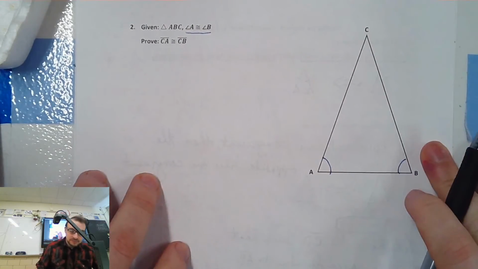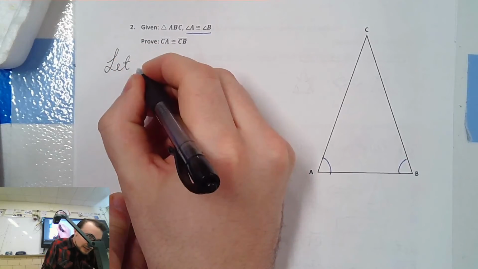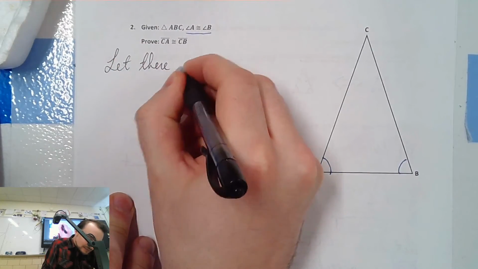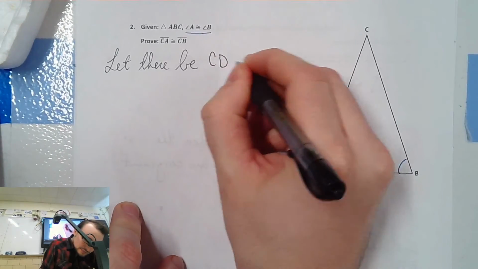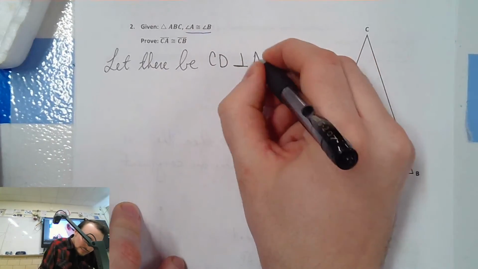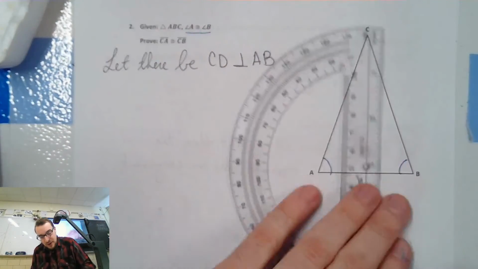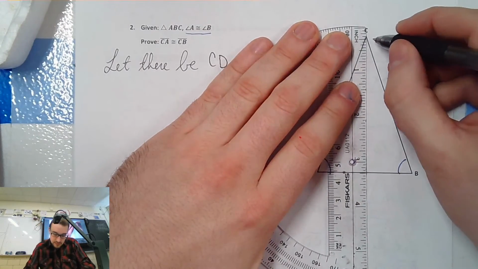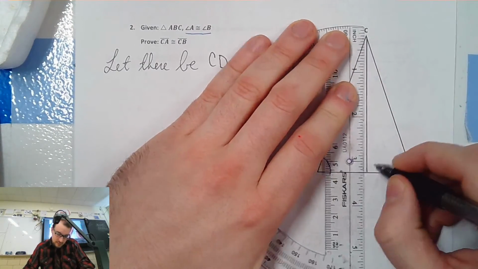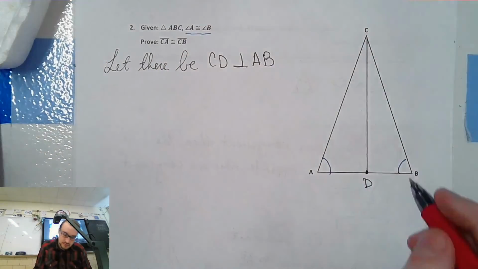So, here we go. First of all, we're going to use "let there be" a line. Alright, so let there be CD perpendicular to AB.